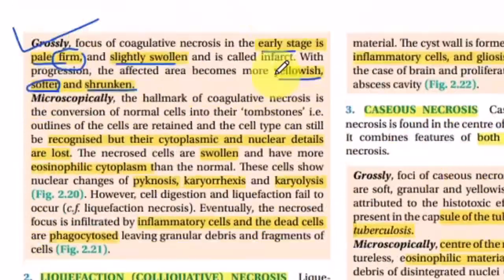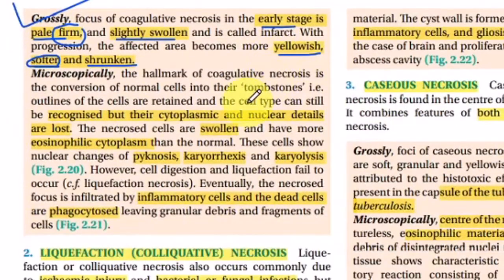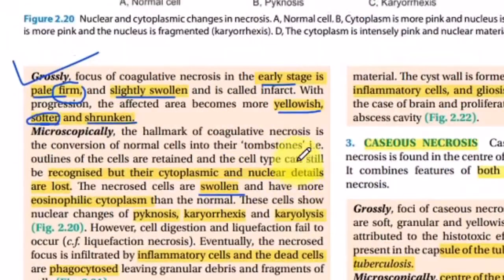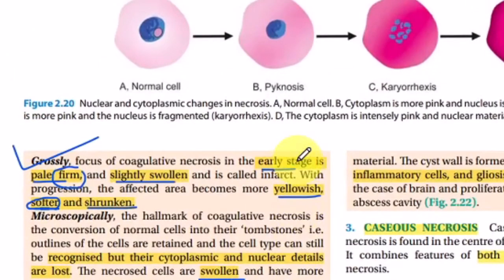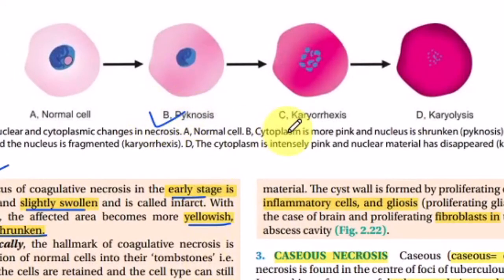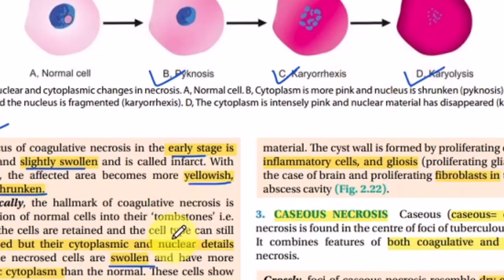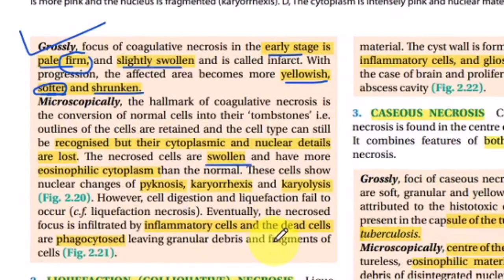In coagulative necrosis, you can recognize that the cells look like the parent cell, but they are swollen. When we look at their nuclei, there are mainly three types of changes. Compaction of the nucleus, that is pyknosis; fragmentation of the nucleus, karyorrhexis; and complete lysis of the nucleus, that is karyolysis. Eventually these inflammatory cells remove the dead cells by phagocytosing them.